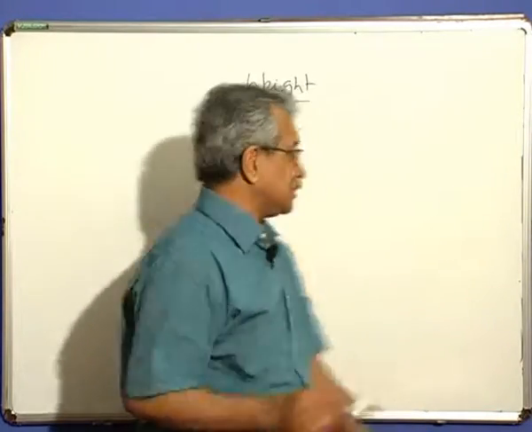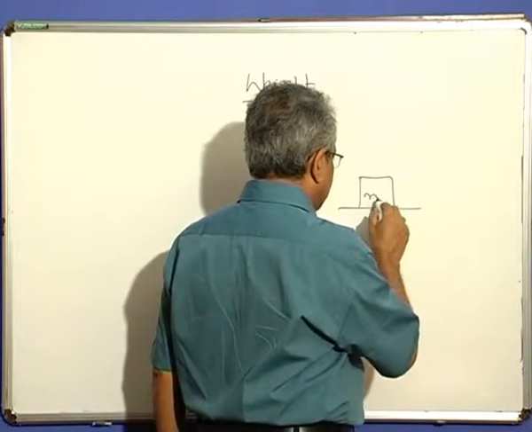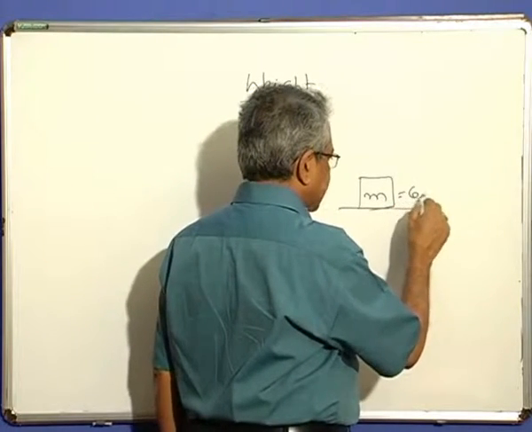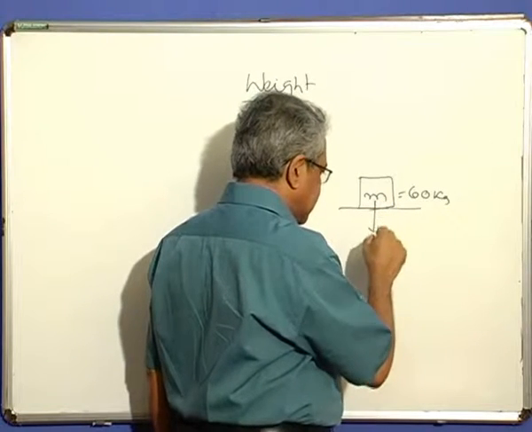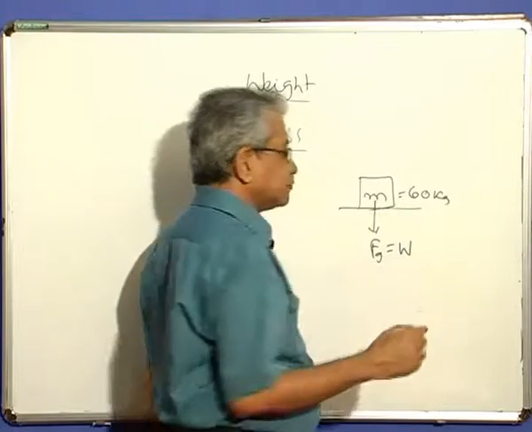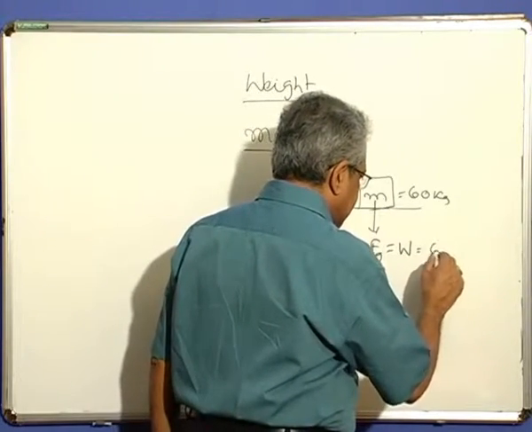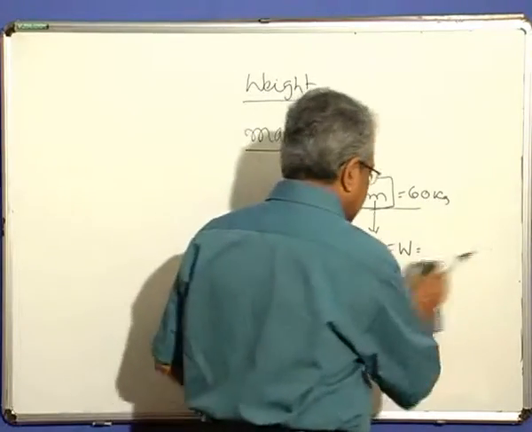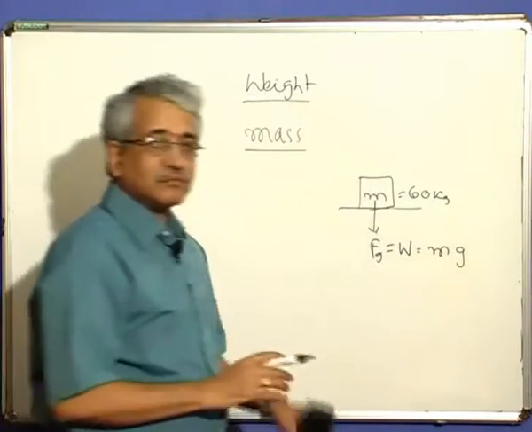That's what it means. That means, if there is a body of mass m, equal to 60 kg suppose, and this body is acted upon by a force of gravity, that is what we call weight. And this is equal to the mass of the body into the acceleration due to gravity.